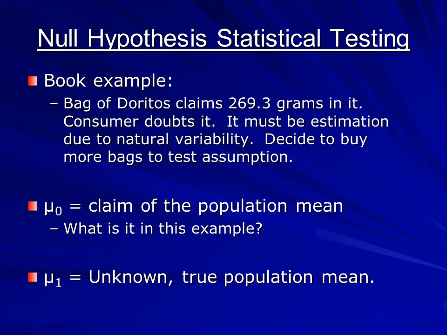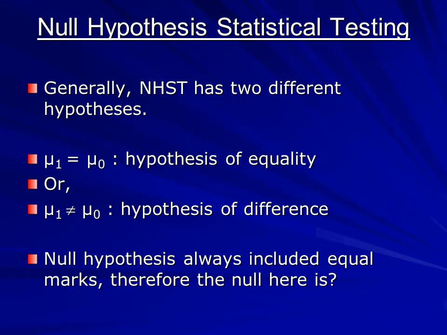So Frito-Lay is claiming something. They're not 100% accurate on it because, again, they took a sample, and we know samples are inaccurate. So this mu sub 1 is the unknown, always unknown, true population mean. I just need you to be familiar with that nomenclature there.